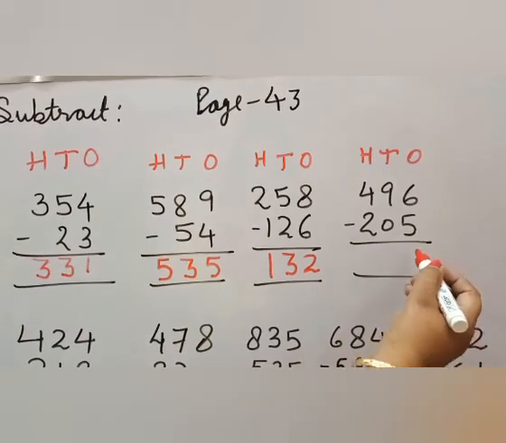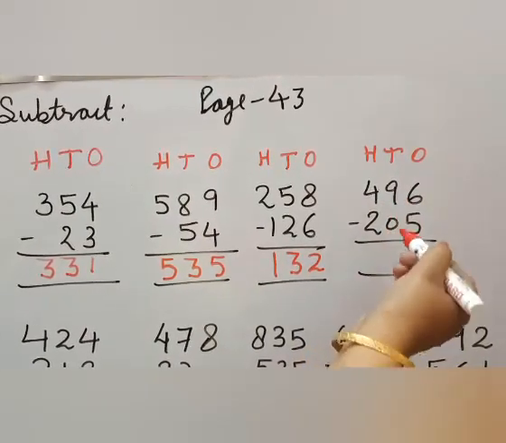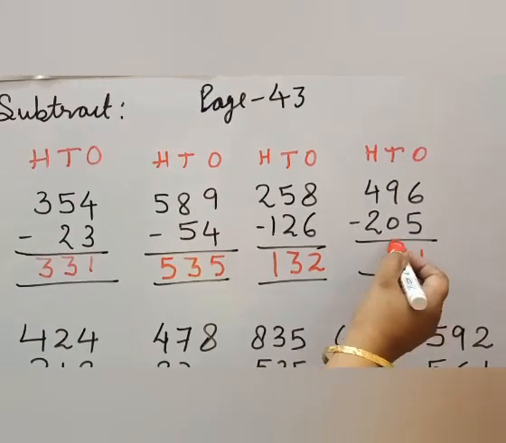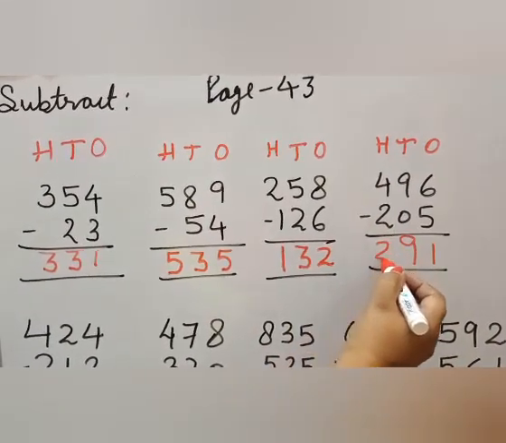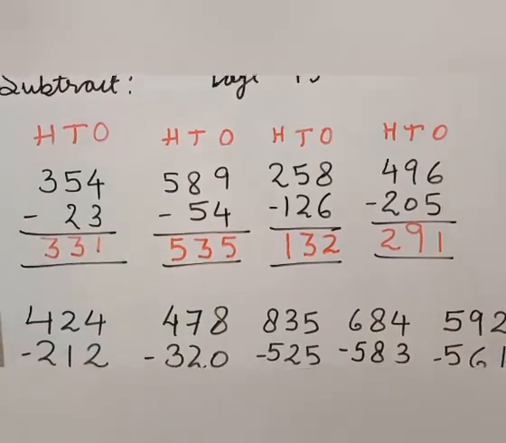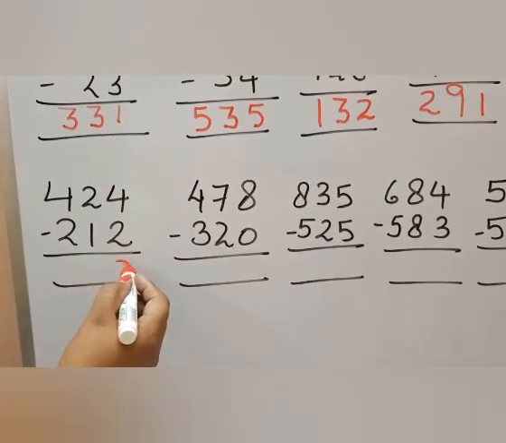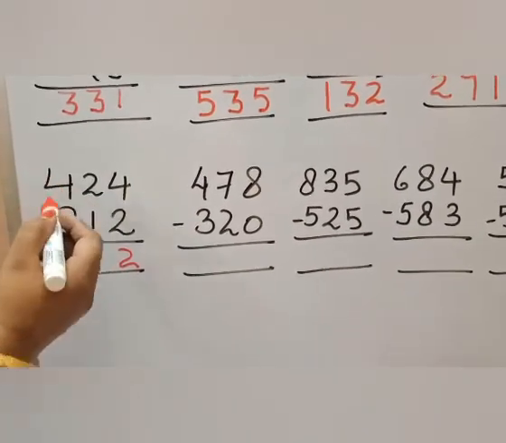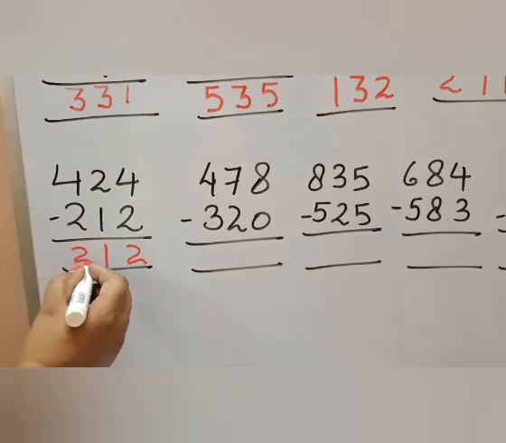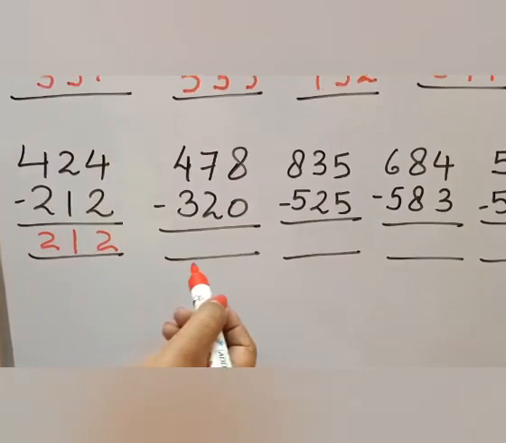5 from 6, 1. Subtract 0 from 9. When we subtract 0 from any number, we get the same number. The answer is 9. Subtract 2 from 4. The answer is 2. Next line. We have to subtract 2 from 4. The answer is 2. Subtract 1 from 2. The answer is 1. Subtract 2 from 4. Again the answer is 2. The answer is 212. Next sum.